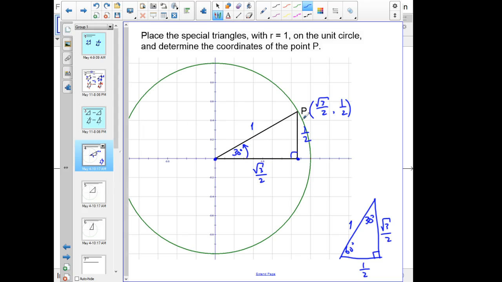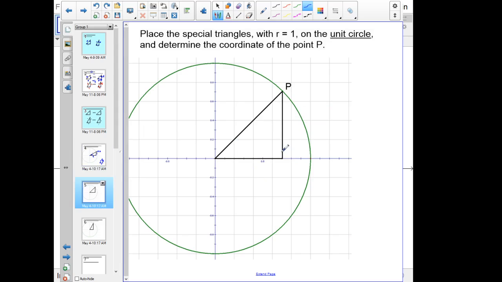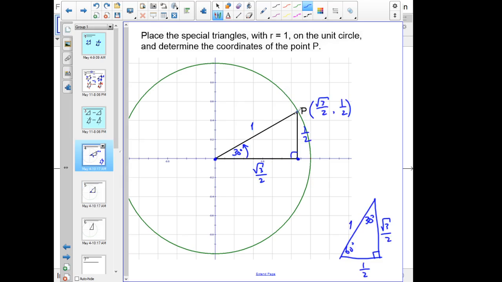We can repeat that for the other possible locations for special triangles. This is the 45-45-90 special triangle. We arranged it so it had a hypotenuse of 1. So hopefully you can see now why we focused on that idea of having the hypotenuse, the r value, be 1, because that hypotenuse is always going to be tracing out a circle of radius 1. And that really simplifies things for us.